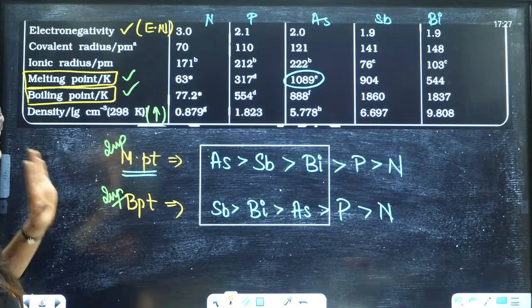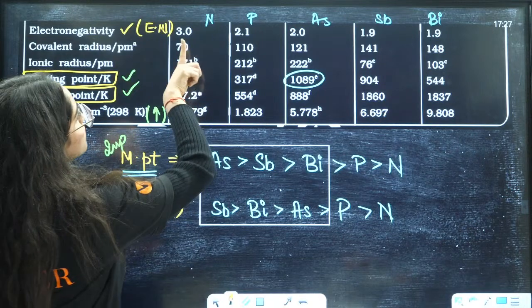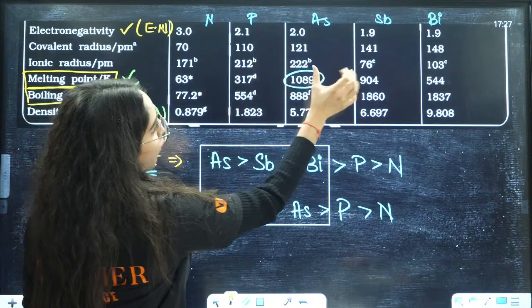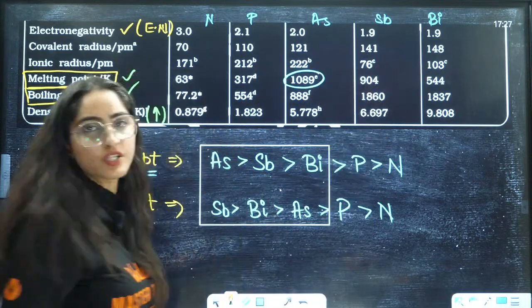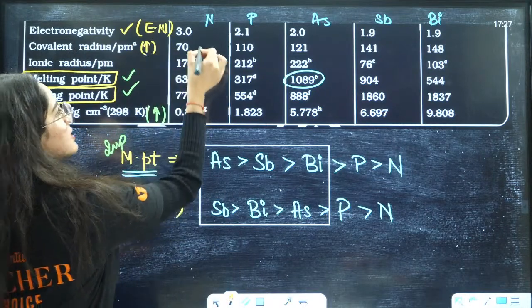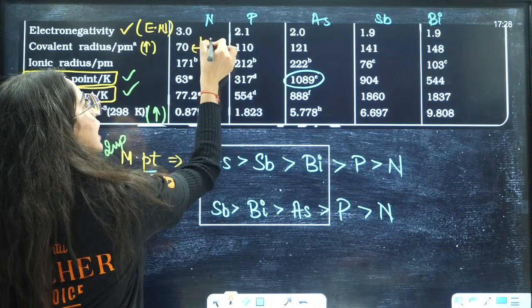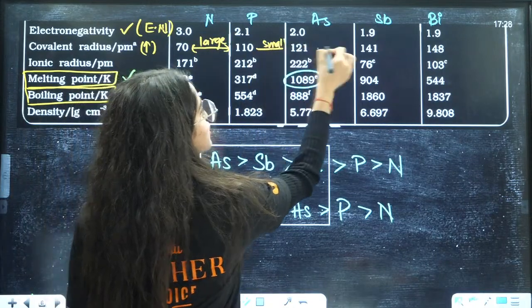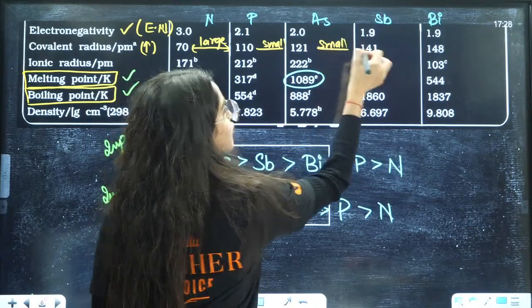This is the covalent radius, right? Yes. So from 70 to 110, there is a large change. Then there is a small change, and a very small change. From here, we can see that this is definitely increasing. But here you have a large change, and after this, you have very small changes.